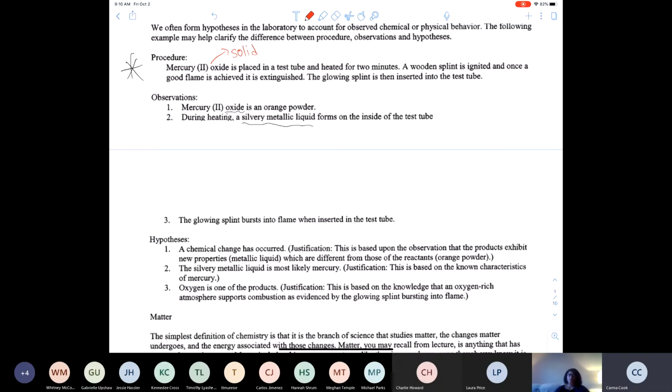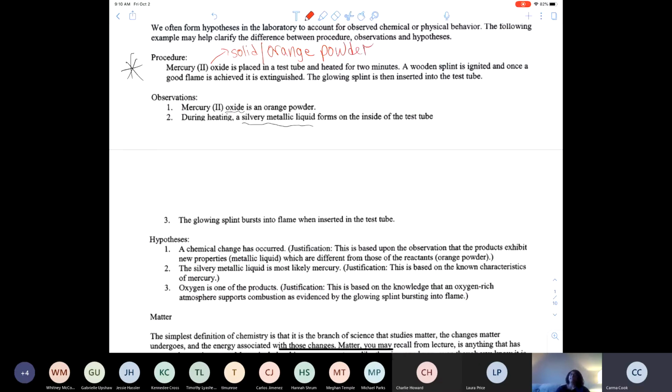Then you extinguish it, but the wooden splint will still have lots of heat that is absorbed, so it will still be glowing. And then once you extinguish the fire, but it's still red hot and glowing, you put that glowing splint in your test tube where the mercury oxide is, and then you make your observations. And so the mercury 2 oxide is a solid. It's also an orange powder in color.